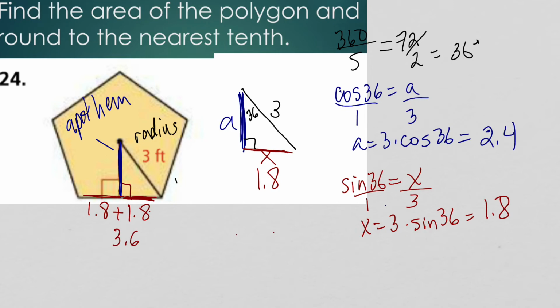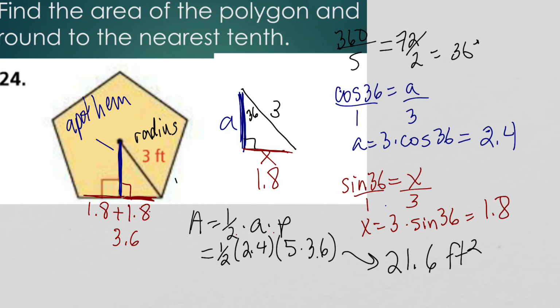So I think we have everything we need to get the area. Area is 1/2 times the apothem times the perimeter. So my apothem we got to be 2.4. Perimeter is going to be 5 sides times 3.6. Area comes out to be 21.6 feet squared.